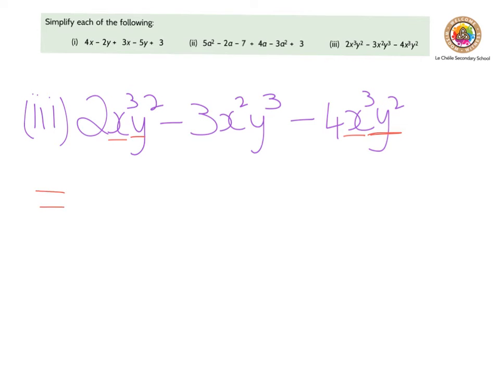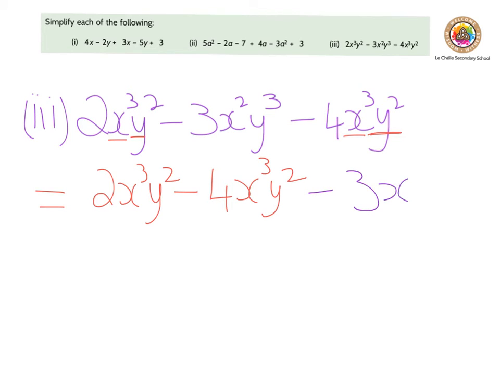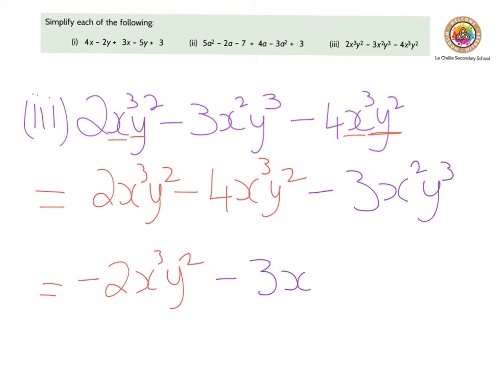So again, I'm just going to rewrite. So that's 2x cubed y squared take away 4x cubed y squared, and then I just have to write down my last one, minus 3x squared y cubed. So tidying that up, well, 2x cubed y squared take away 4x cubed y squared. 2 take away 4, so it's different signs, subtract, so 4 take away 2 is 2x cubed y squared, and I keep the sign of the bigger number, which is minus, and then I just write down my minus 3x squared y cubed, and that's it.